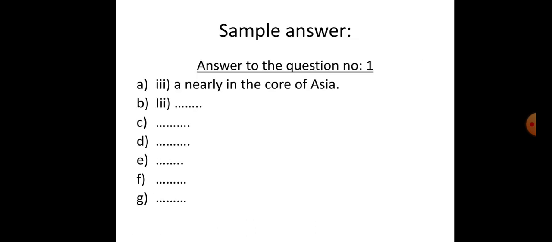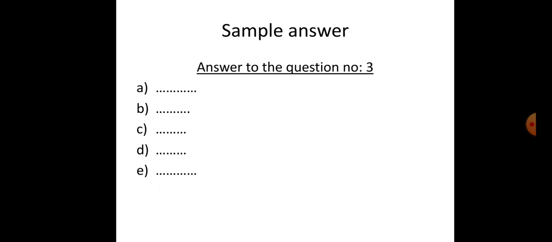Okay. So I have told you that you have to answer in this way. There is the answer to question number 1 A, and the right one is that it is nearly in the core of Asia, the first answer, and you have to write the second thing B in this way. And about question number 3, you have to answer in this way.